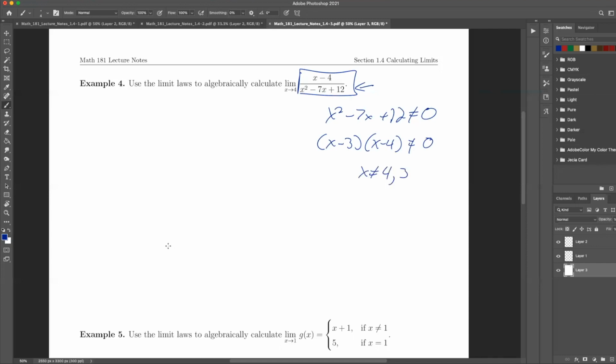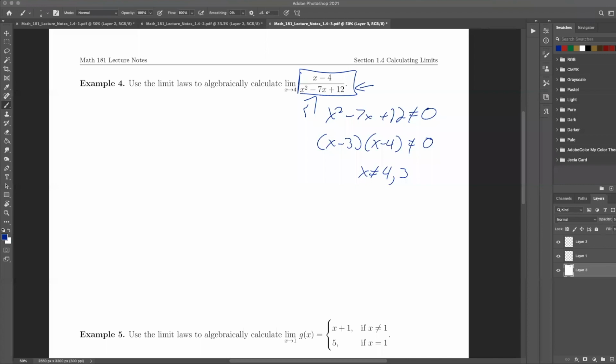So is 4 in the domain of this function? No. So 4 is not in the domain here, so I can't directly plug it in. Now, this might seem crazy, but what you're allowed to do is... here, we couldn't just plug this in and get a value, right? We just can't.